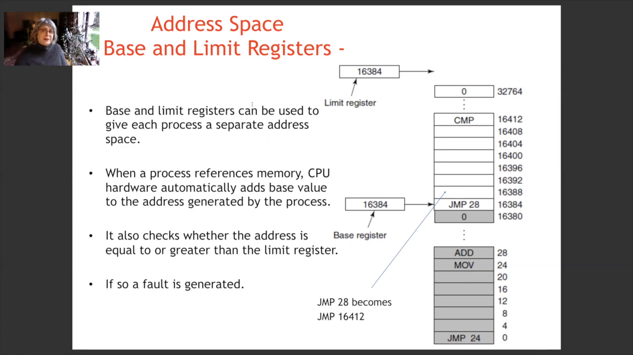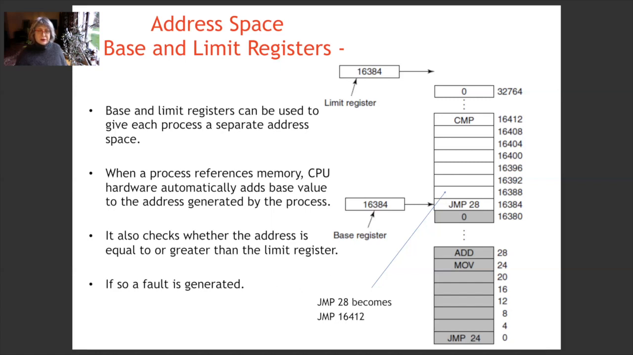Base and limit registers can be used to give each process a separate address space. When a process references memory, CPU hardware automatically adds the base value to the address generated by the process. It also checks whether the address is equal to or greater than the limit register. If so, a fault is generated.